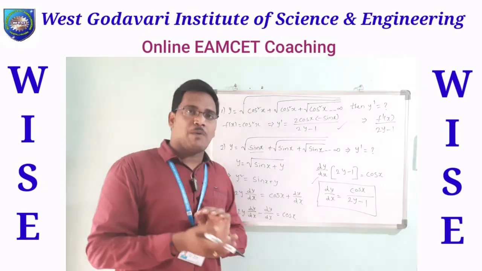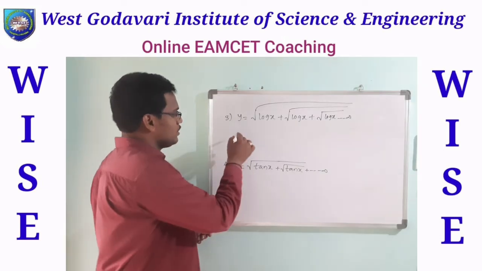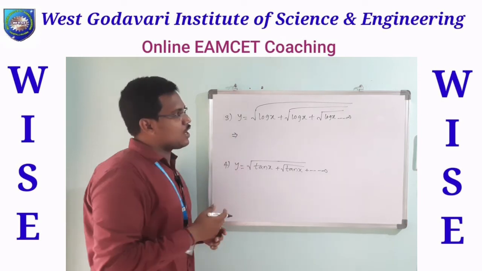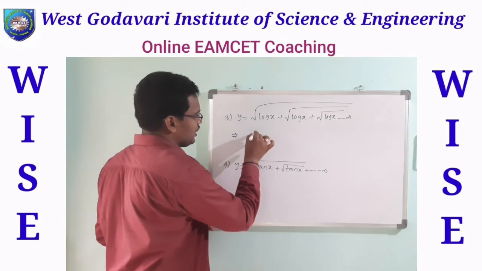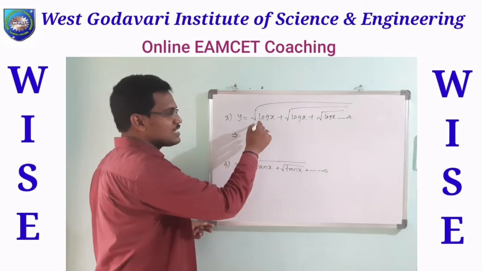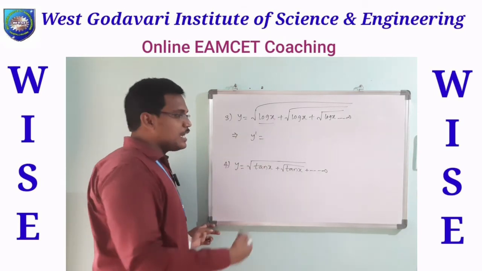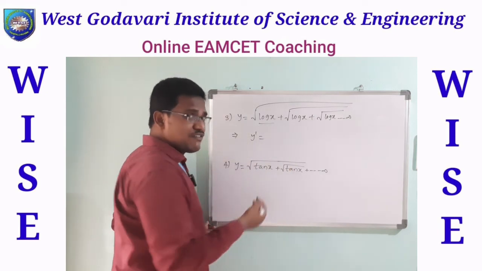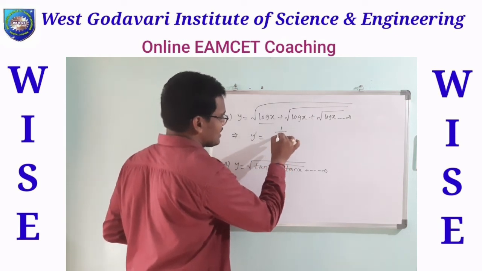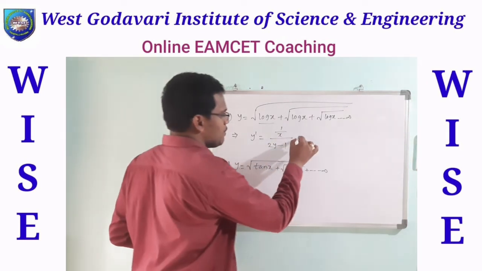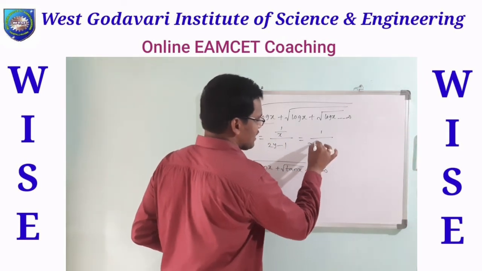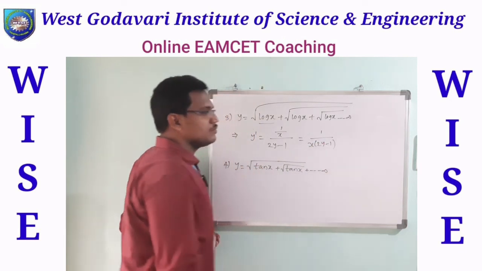Now see another problem. y is equal to square root of log x plus square root of log x plus and so on to infinity. So y dash is equal to, f of x here is log x. d by dx of f of x, that is f dash of x, is 1 by x, by 2y minus 1. That's the answer. So by simplifying, 1 by x of 2y minus 1.